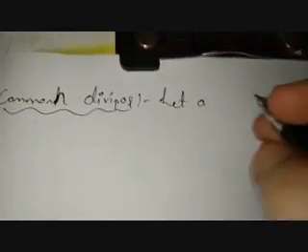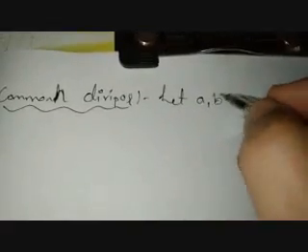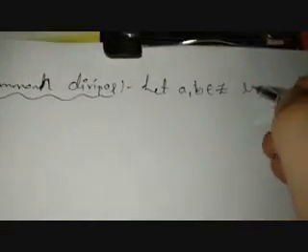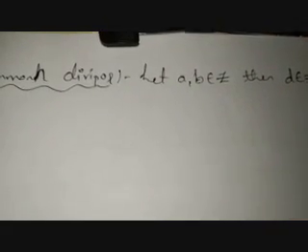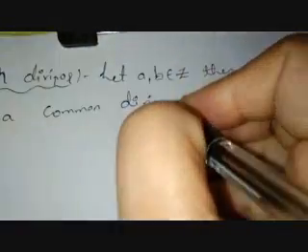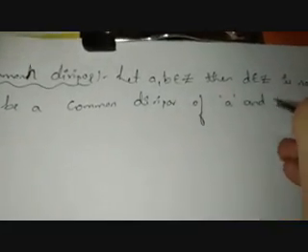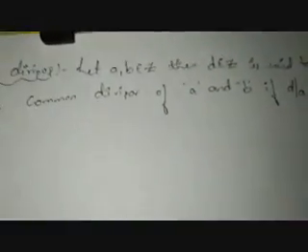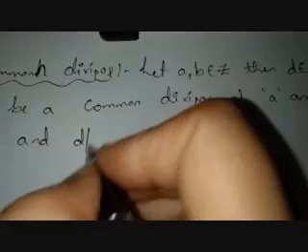Okay, you can see the definition here. Let A, B belong to Z, where Z is nothing but the integers. Then D belonging to Z is said to be a common divisor of A and B if D divides A and D divides B. Okay, this is the definition of the common divisor.